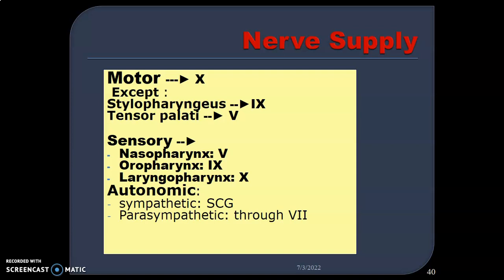What's the sensory supply to the pharynx? Nasopharynx is supplied by trigeminal, oropharynx by glossopharyngeal, and laryngopharynx is supplied by vagus. So 5, 9, and 10. Nasopharynx, trigeminal, oropharynx, glossopharyngeal, laryngopharynx by vagus.